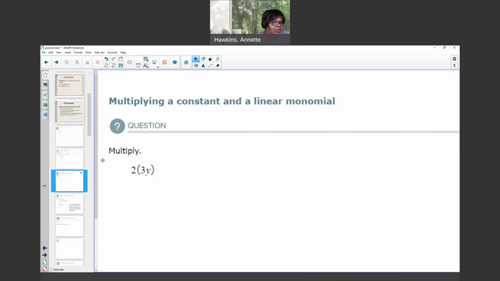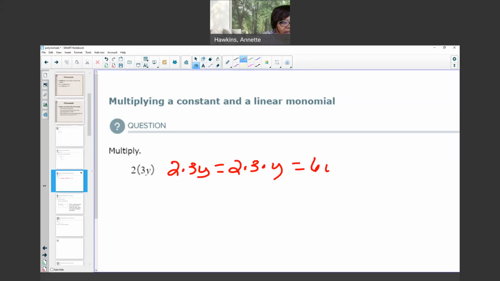So the first thing we want to do is just look at multiplying. We've done this before. 2 times 3y. So this is 2 times 3 gives me 6y.